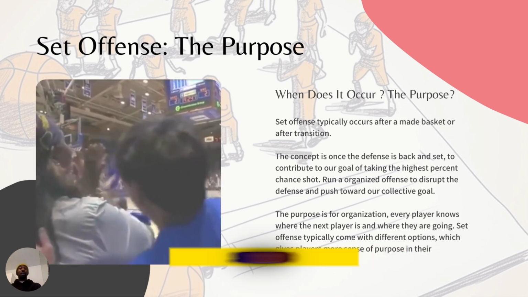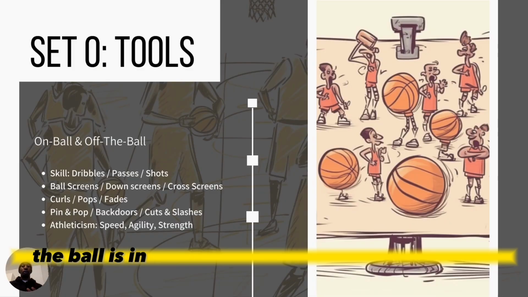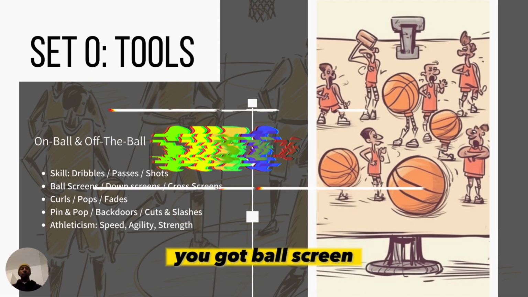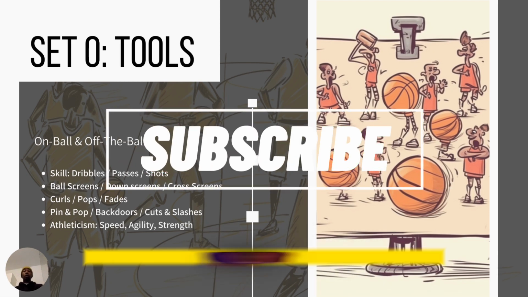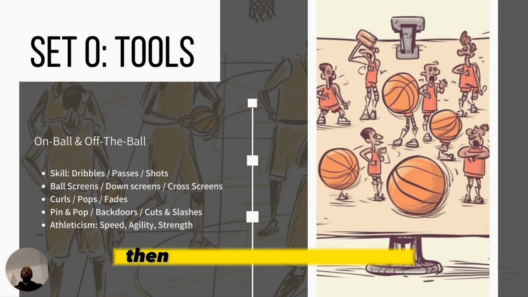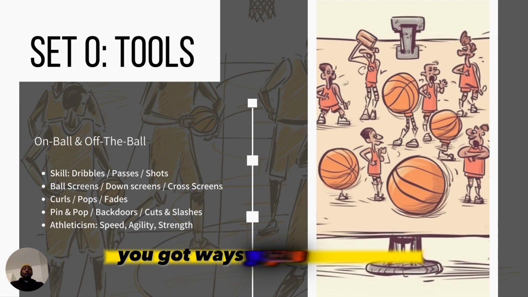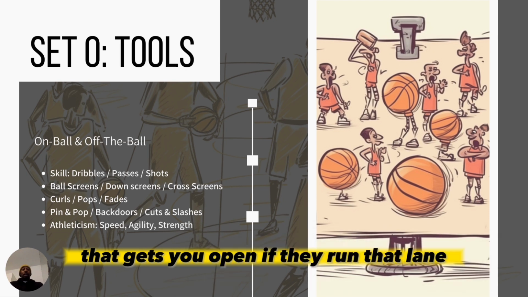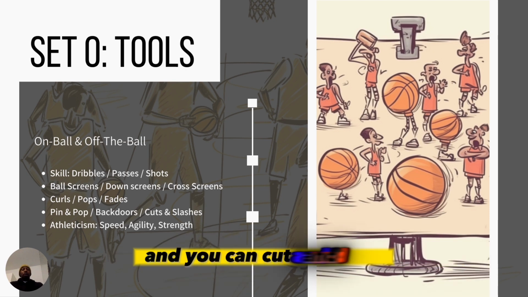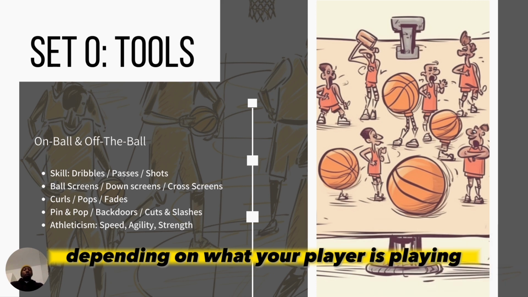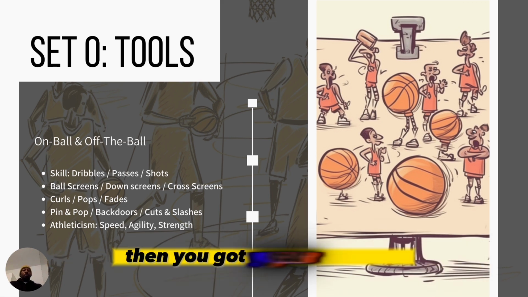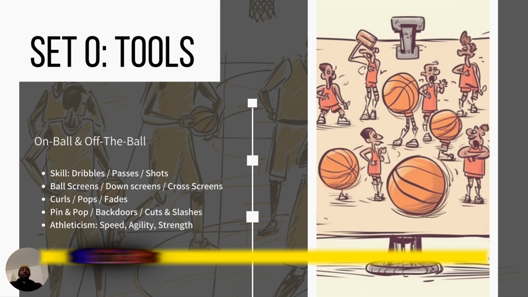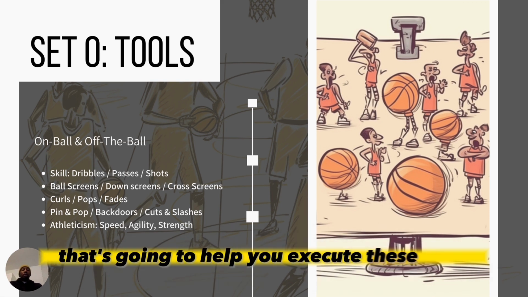Skills are typically on the ball, so you got dribbles, passes, shots. The ball is in your hand when you do these things. You got ball screens, and down screens that are off the ball. Your screens are going to be off the ball. Then you have your footwork that comes along with different screens, your curls, your pops, your fades. You got ways you can get open, and then you got counters to that. So you got your pin and pop that gets you open. If they run that lane, then you got back doors, and you can cut and slash depending on what your player is playing. Then you got your athleticism, speed, agility, and strength. That's going to help you execute these tools.